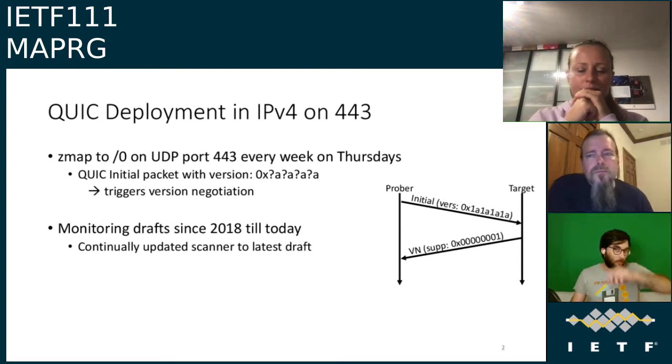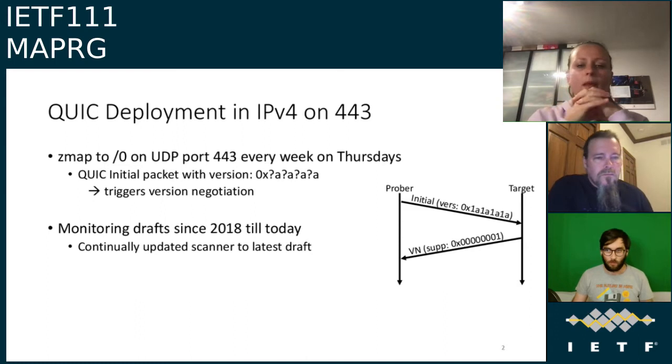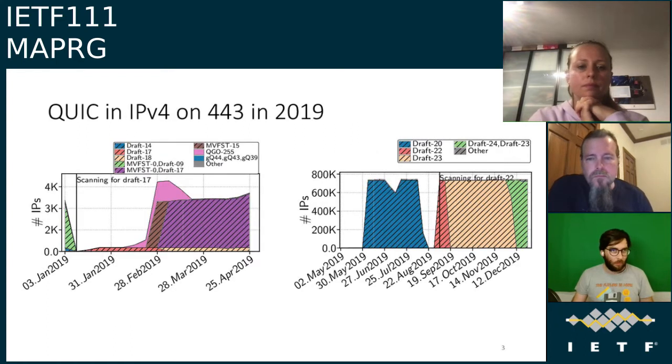We have been monitoring QUIC since 2018, and we've been updating, or at least trying to update, to the drafts whenever they got released. So we have quite a nice picture of how QUIC evolved during the standardization, and how the deployment on the internet looked. What you can see here is the deployment in 2019. I split it into two plots because, as you can see by the y-axis, the deployment is quite flippy depending on which versions you see.